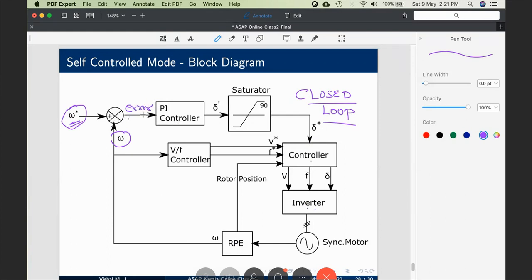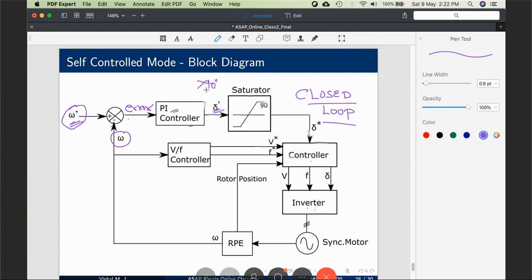A PI controller operates on the speed error and produces delta prime, delta dash. Since it is a PI controller, the delta prime may go beyond 90 degree. It is possible that delta may be more than 90 degree, let's say 105 degree. We cannot give it because if it exceeds 90 degree, the machine will fall out of step. So we use a saturator to limit it to 90 degree.